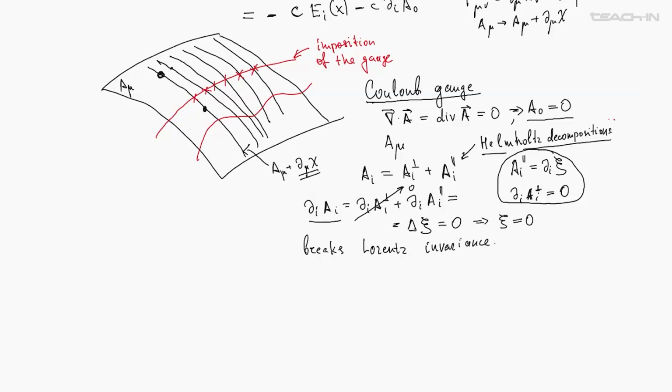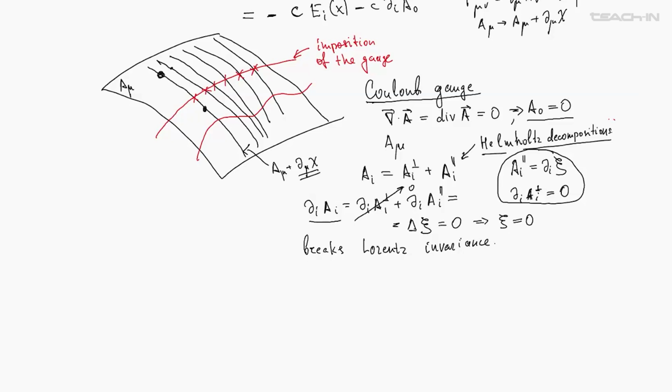So working in the Coulomb gauge at the end of the day should be supplemented with a separate investigation that Lorentz invariance is still present in your gauge-fixed theory, which might be a complicated question, of course.